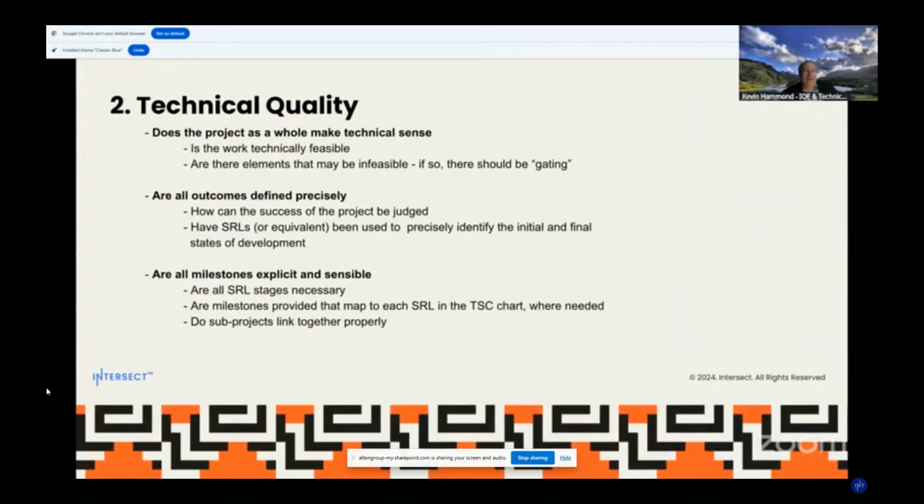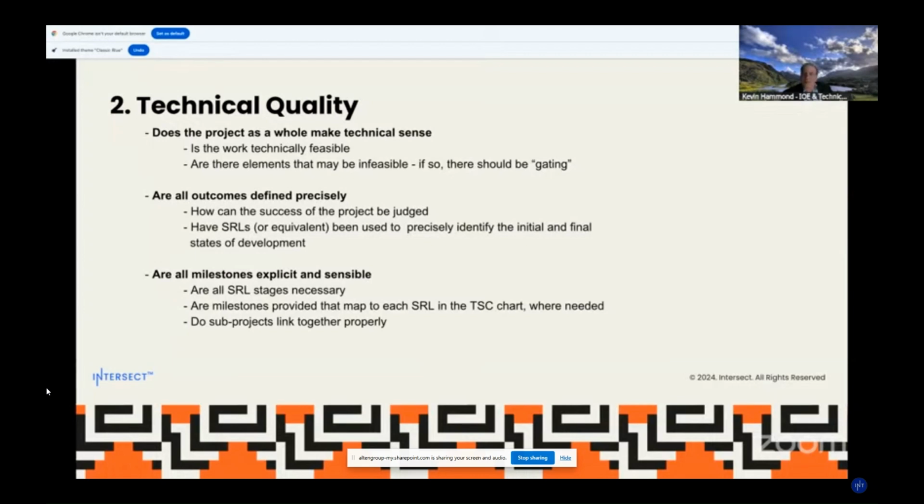Second thing to consider, technical quality. So does the project as a whole make technical sense? Is it feasible? Are there elements that may be infeasible? And if so, there should be gating to make sure that they're properly considered early on in the project. Are all the outcomes defined precisely, so you can judge the success of the project?